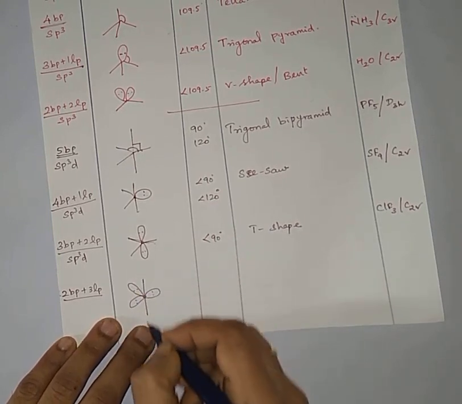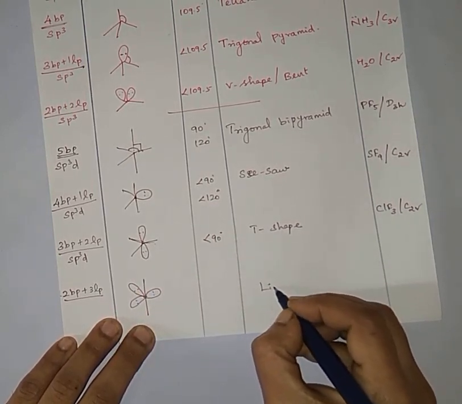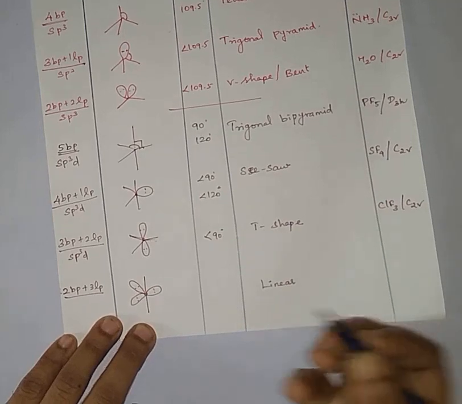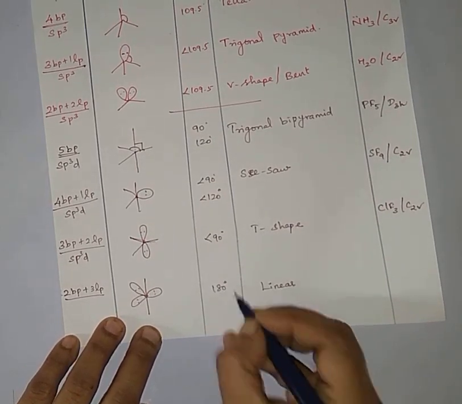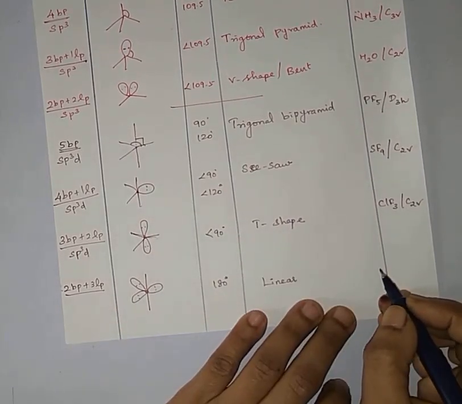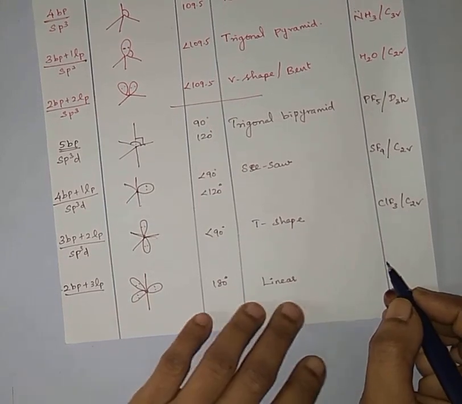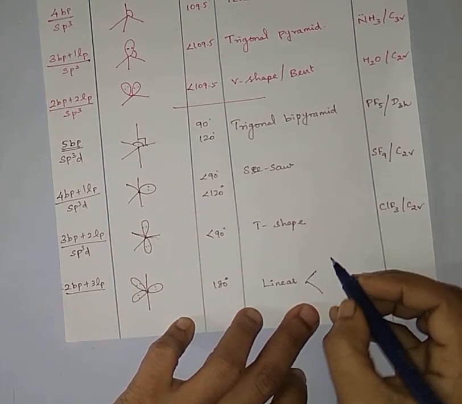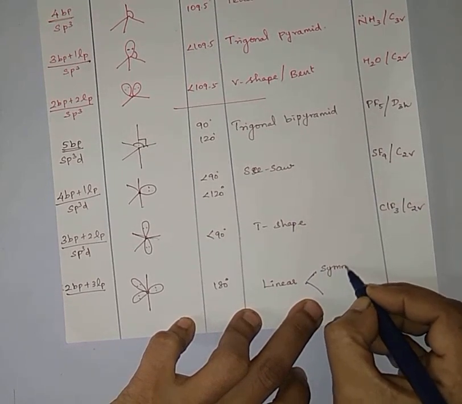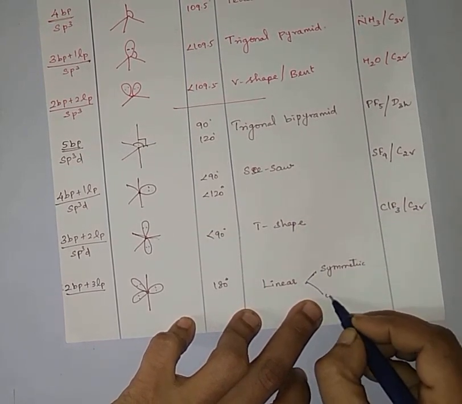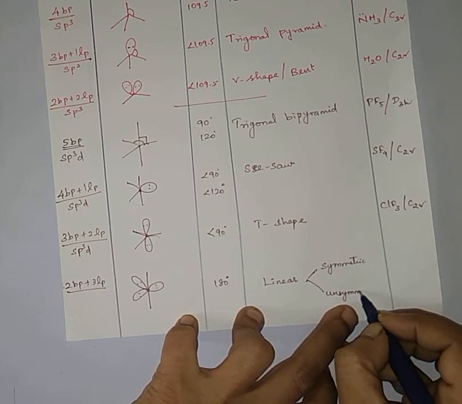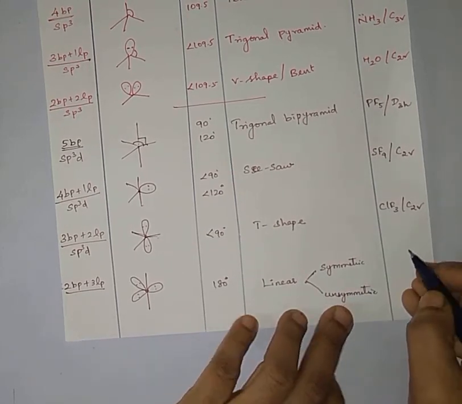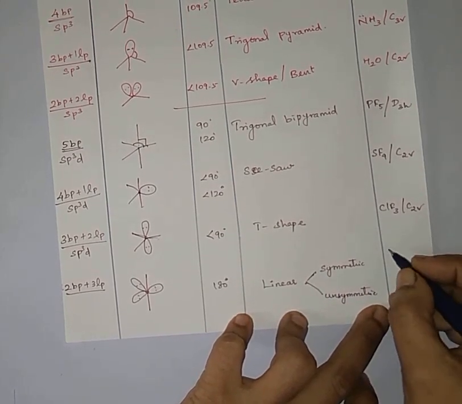So what is the shape now? Linear. If it is a linear shape, what would be the angle? 180 degrees. This linear 180 degree has two kinds: a symmetric molecule and an unsymmetric molecule. If it is symmetric, the point group is different. If it is unsymmetric, the point group is different. That's why I'm making two divisions, and I'll write the examples differently as well.